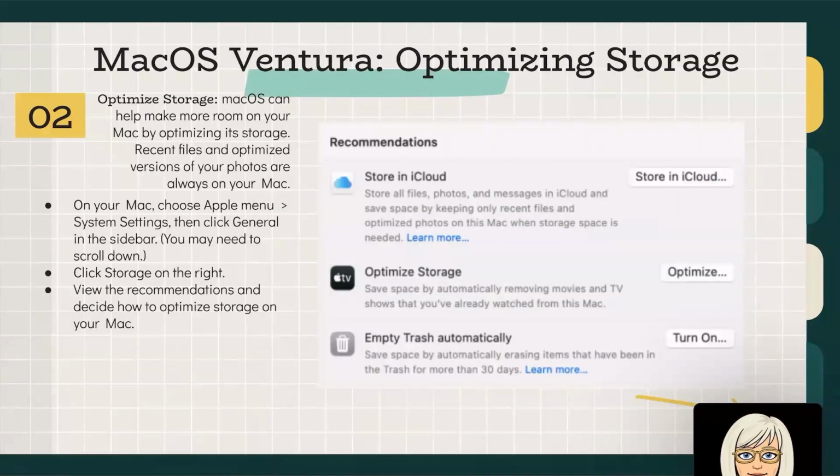macOS Ventura. Optimizing storage. macOS can help manage room on your Mac by optimizing its storage. Recent files and optimized versions of your photos are always on your Mac. On your Mac, choose Apple menu, System Settings. Then click General in the sidebar. You may need to scroll down. Click Storage on the right. View the recommendations and decide how to optimize storage on your Mac.